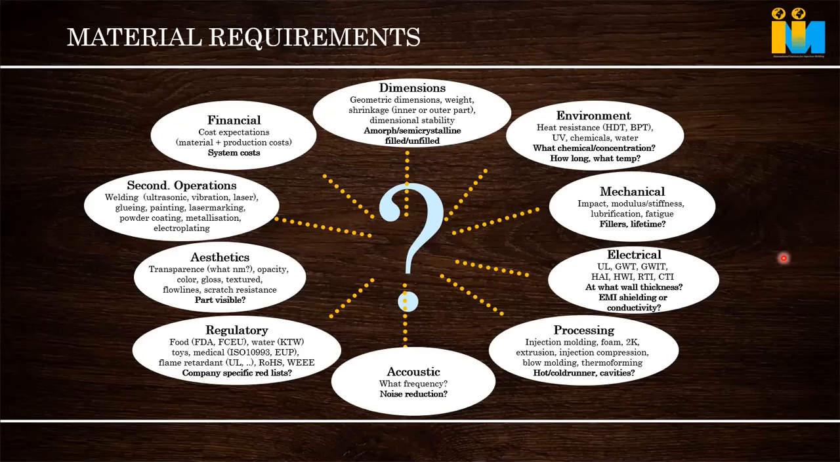So all these things have to be considered. If it is an electrical conduction or EMI shielding application, electrical conductivity has to be considered in this case. Okay, some of the points you mentioned, right? The GWT, GWIT, HAI, CTI, high arc impact. Hot wire ignition. These are the electrical parameters as far as an electrical product is concerned.